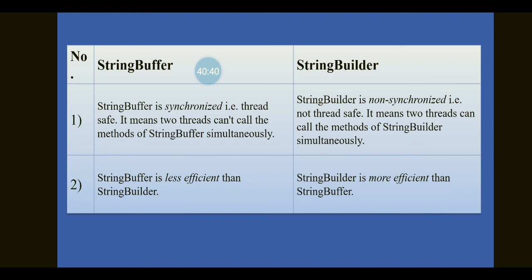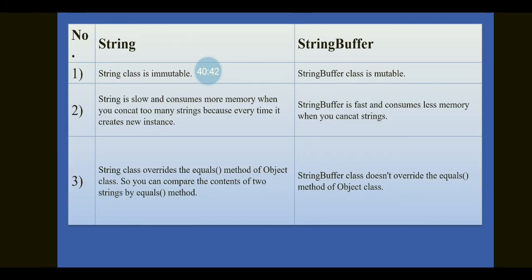Let us look at the differences between String and StringBuffer. String is immutable and StringBuffer is mutable. String is slow and consumes more memory when you concatenate too many strings, because every time we have to create a new instance, that is, we have to explicitly store the replaced string in a new string. But StringBuffer is fast and consumes less memory when you concatenate more strings.